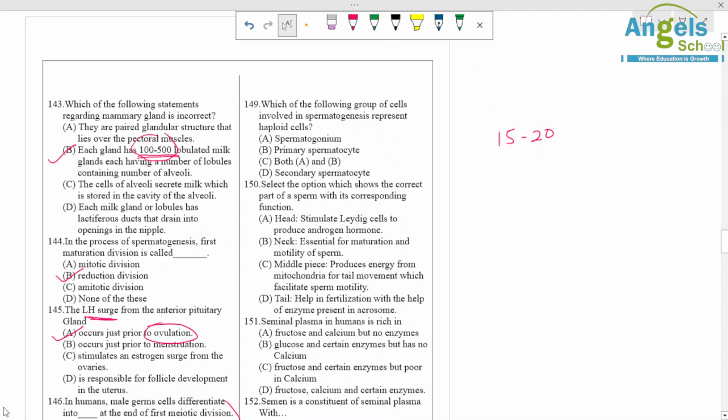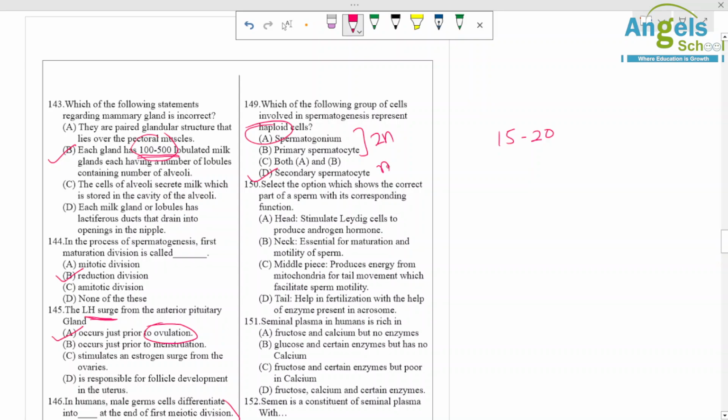Question number 149. Which of the following groups of cells involved in spermatogenesis represent haploid cells? Spermatogonium, primary spermatocytes, both A and B, and secondary spermatocytes. So option D is correct because both of these are 2n cells, and in the question we want haploid cells. So which are the haploid cells? Secondary spermatocytes, because the first meiotic division is over. Okay, question number 150.